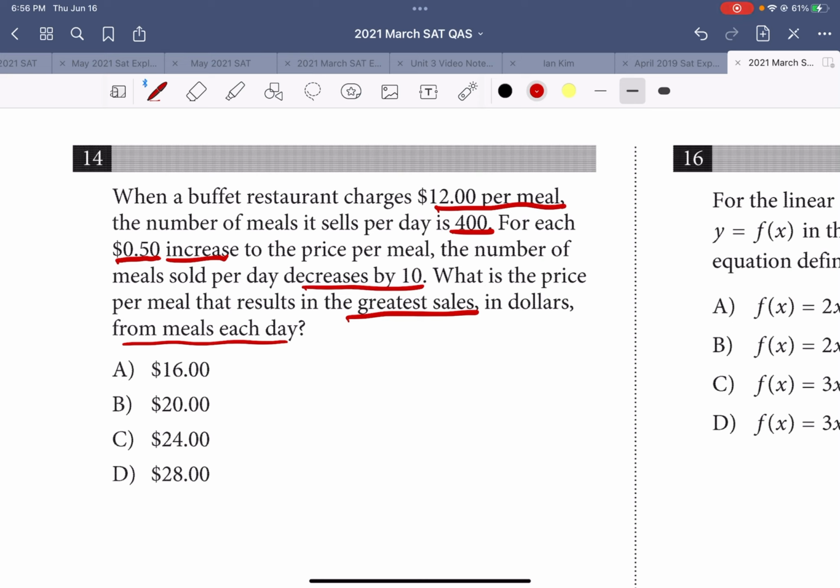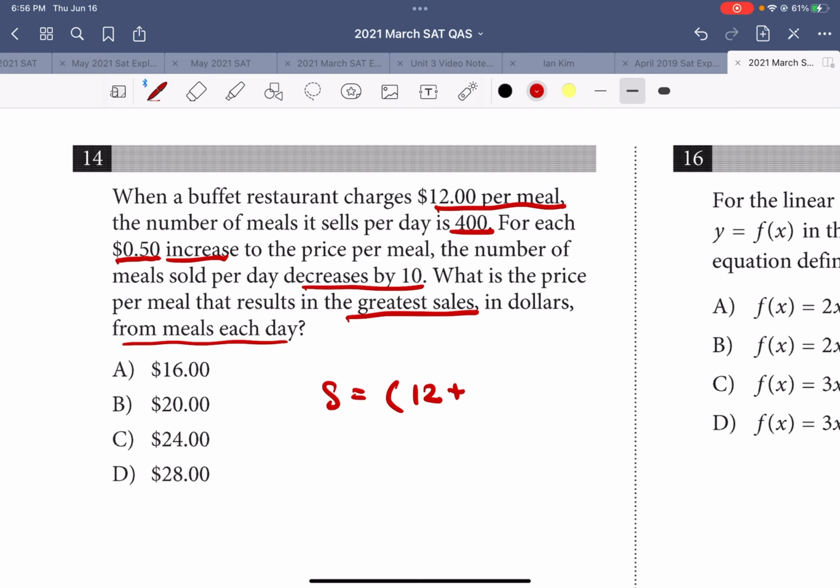So your profit, basically, you can say your price. Let's say S, okay? That's the total profit. So if you raise 50 cents from $12, let's say it's at a 0.50 increase per meal. So let's say how many times, right?